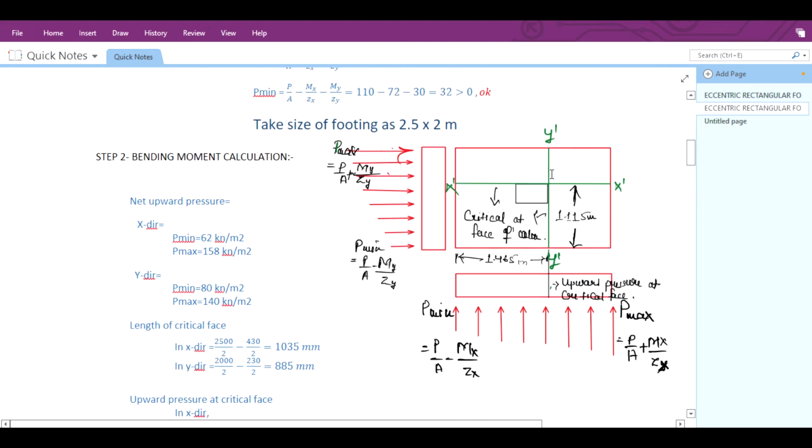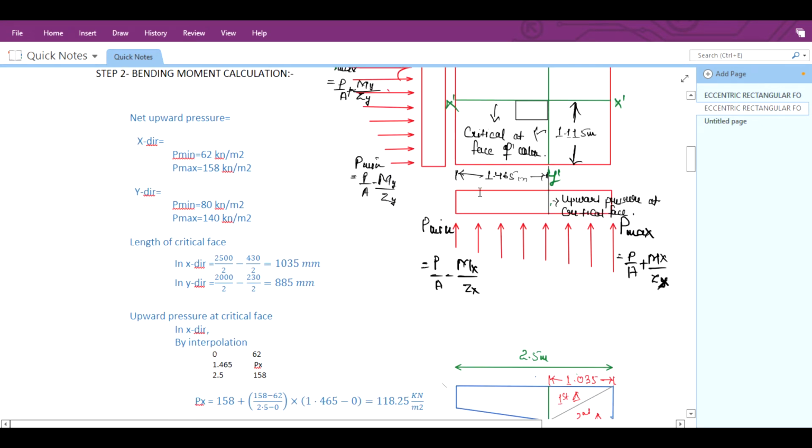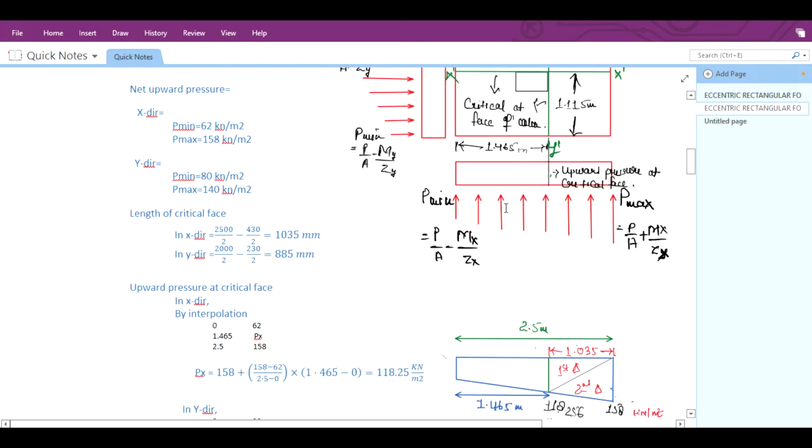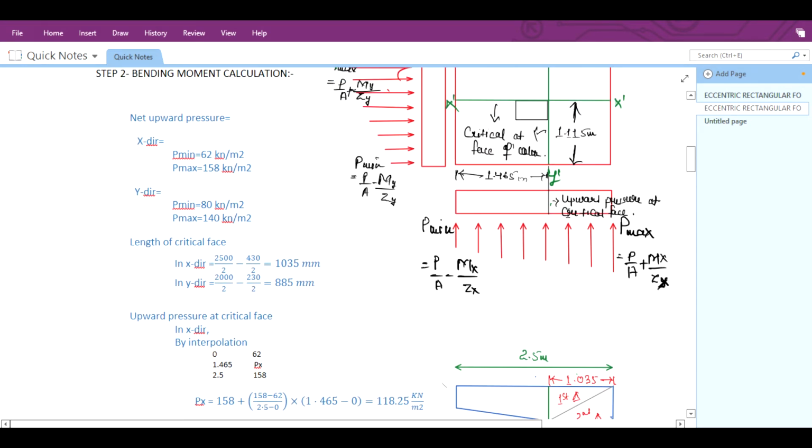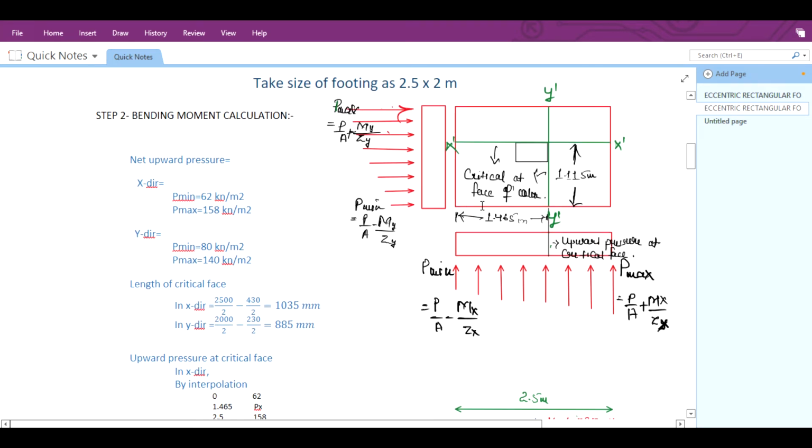Okay, so here we have to find the net upward pressure also for the bending moment calculation, because at the face of the column your bending moment will be maximum, because pressure will be more here than at the starting. So we have to calculate the net upward pressure at the critical phase, that is at 1.465 meter away in the x direction, and similarly for the y direction, that is 1.115 meter away from one phase.